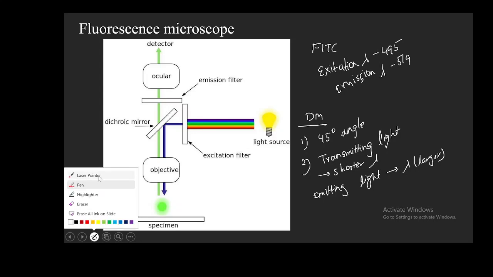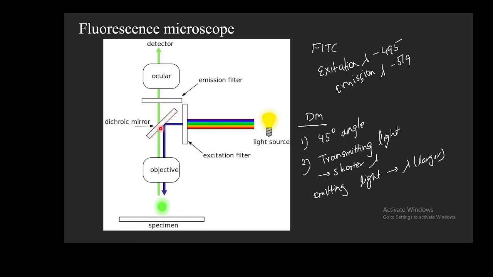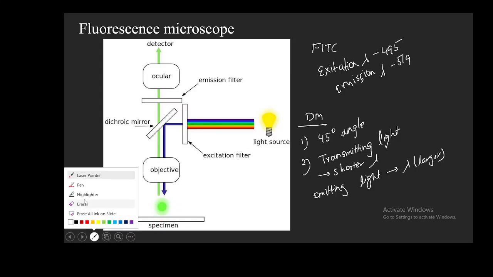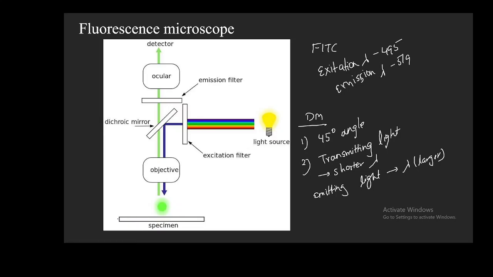So now coming back to here, if we take the example of FITC, this particular light will hit this dichroic mirror and then it will go to the objective lens. From this objective lens, this light will hit this particular specimen. Now as I told earlier, every specimen has a focal plane. Let's say this is the focal plane of this particular specimen.